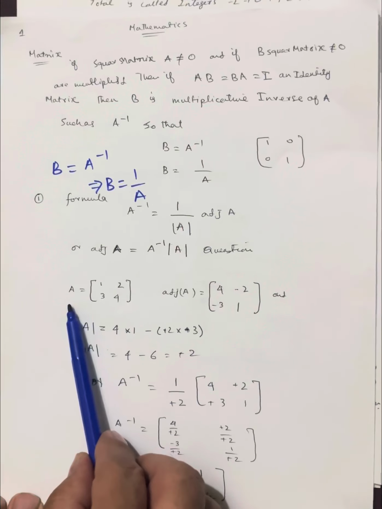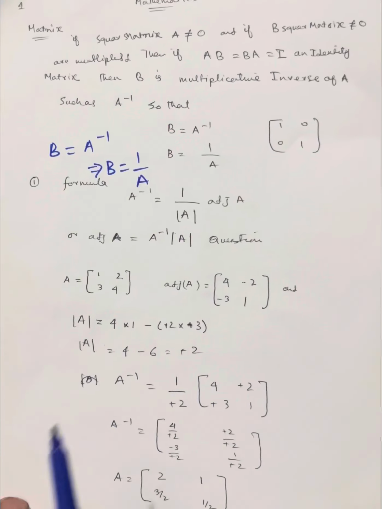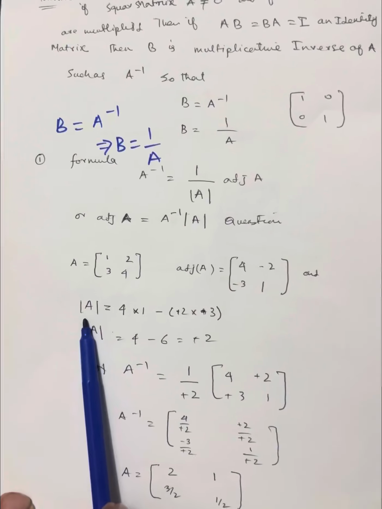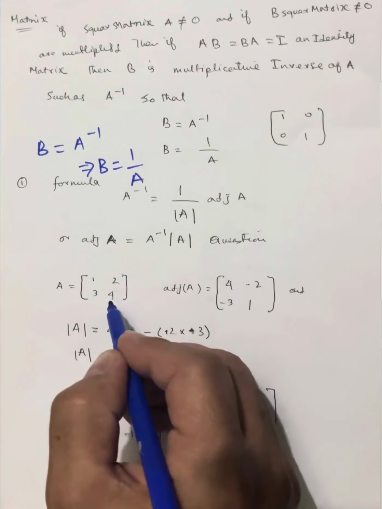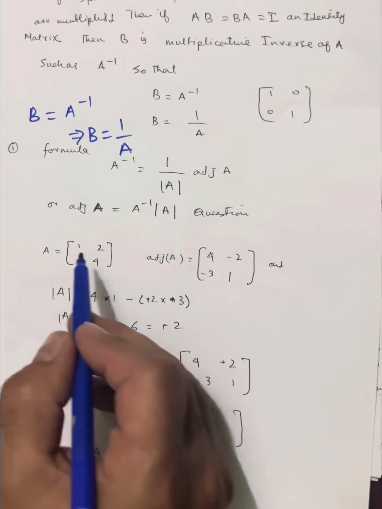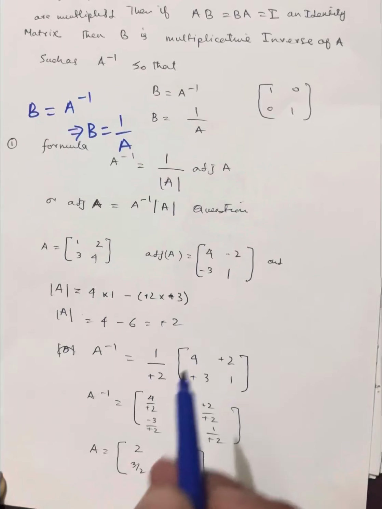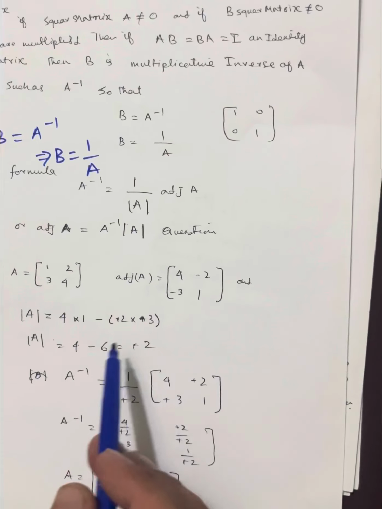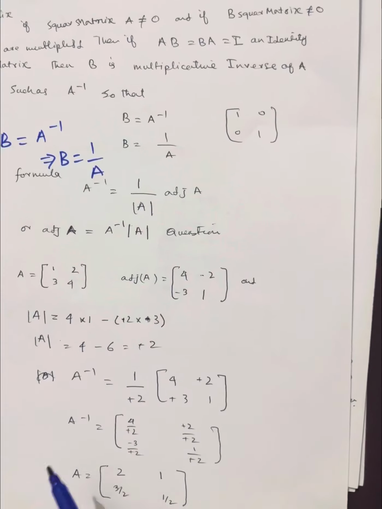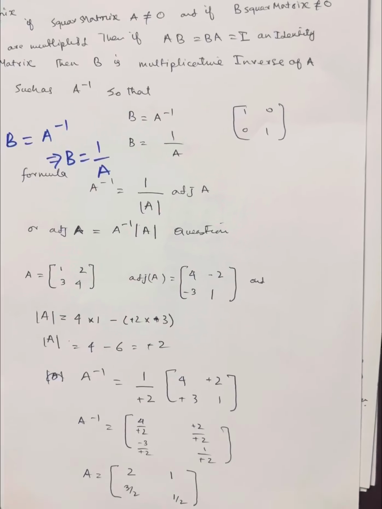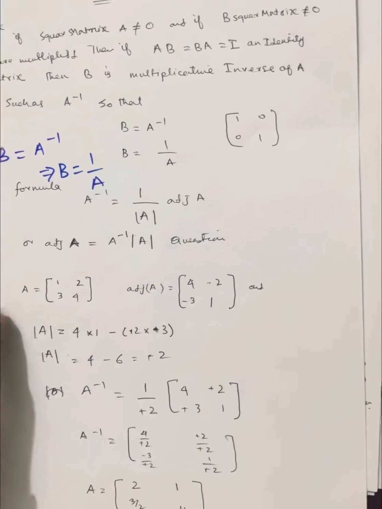So let's say A is this and the adjoint of A is this one. For the absolute determinant of the matrix, you multiply this one, 4 into 1, and minus, you change, 2 into 3. And this is the adjoint. So this is 2, and so what we got is A, this one. This is a simple equation. You can prove A inverse.